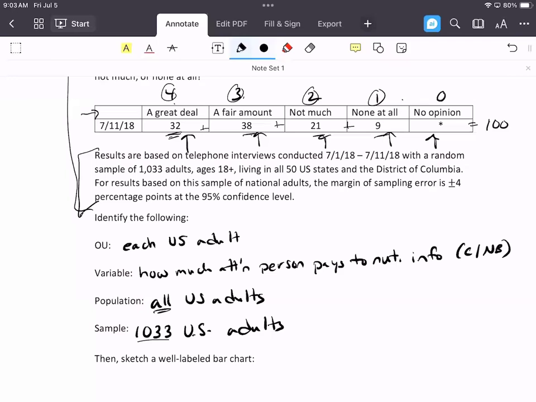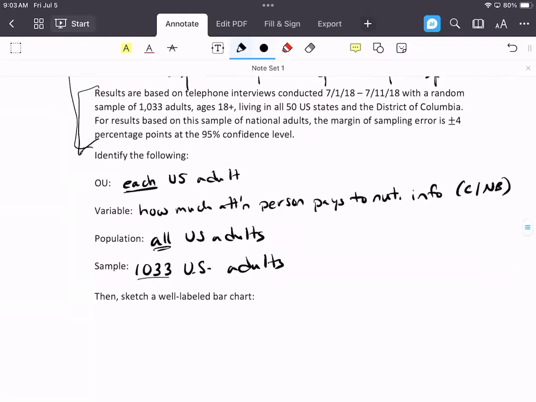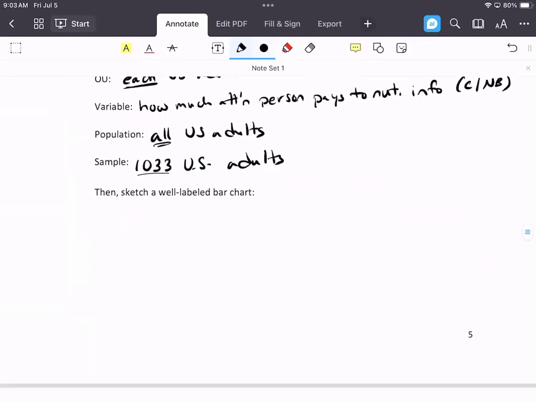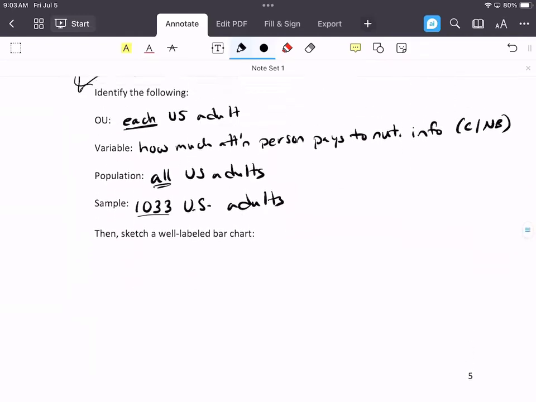Just as a recap or a review, you notice I say each US adult for the observational unit. I use the word each. It's important in that we look at each one of the people that we sample, or each one of the things that we sample, to record the information that we get from what's varying from person to person.